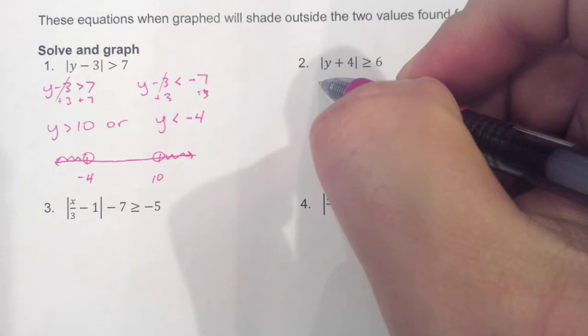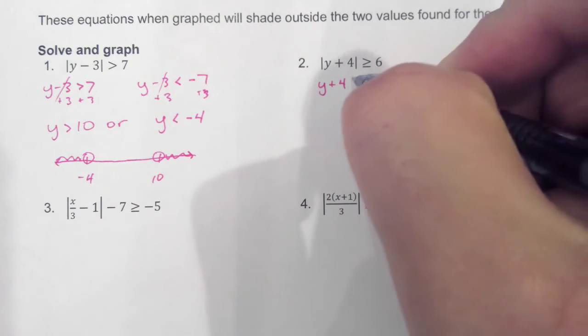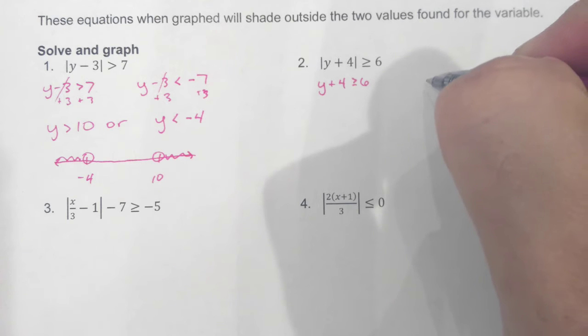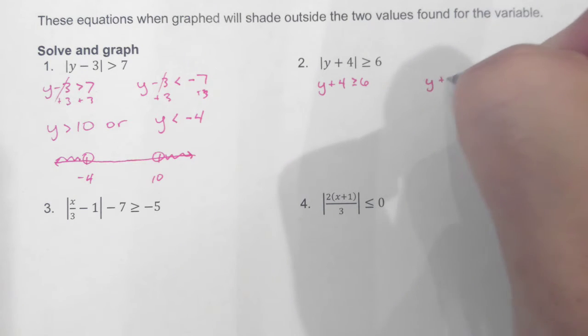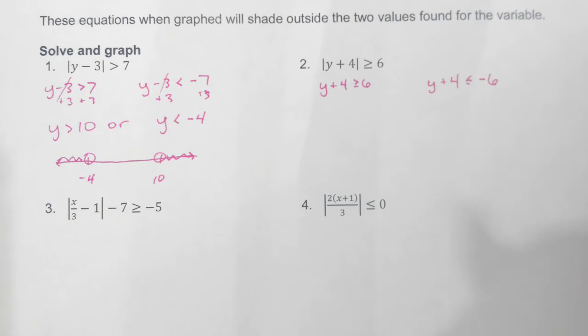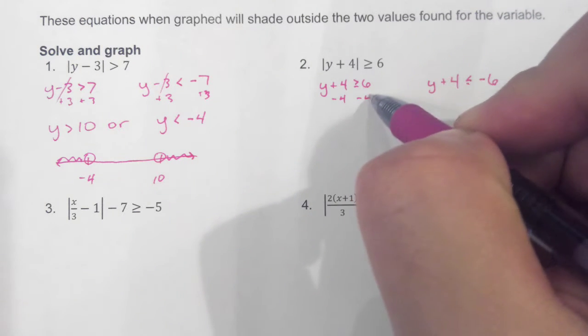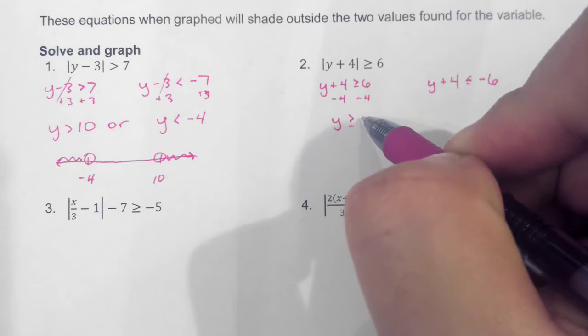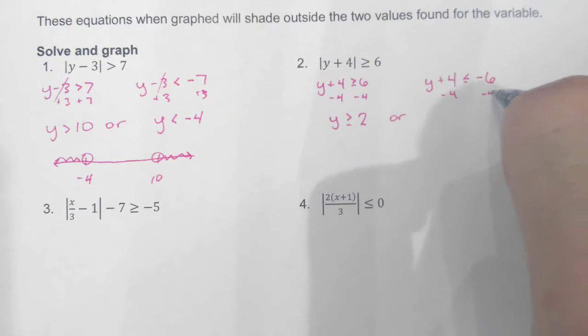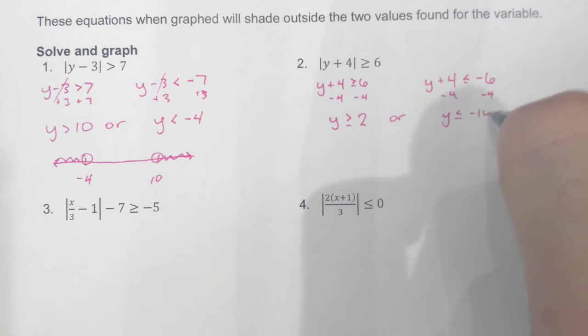This next one is already isolated. So you'd have your first one, y plus 4 is greater than or equal to 6. And the other one, flip the inequality and change the sign to a negative. Again, very easy to solve. Looks like we have y is greater than or equal to 2. Or y is less than or equal to negative 10.